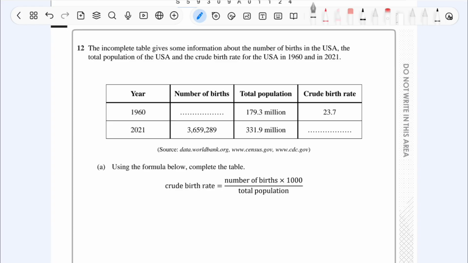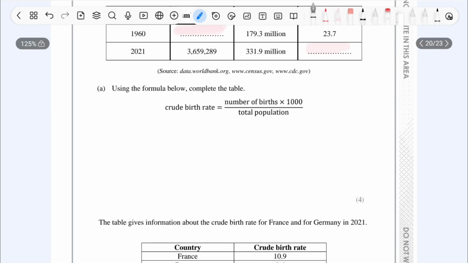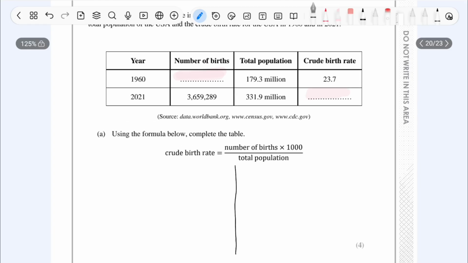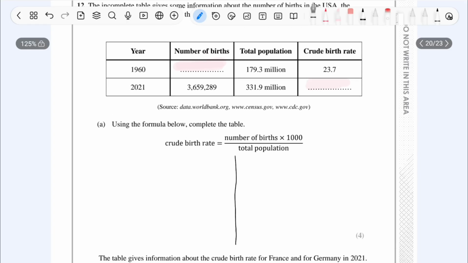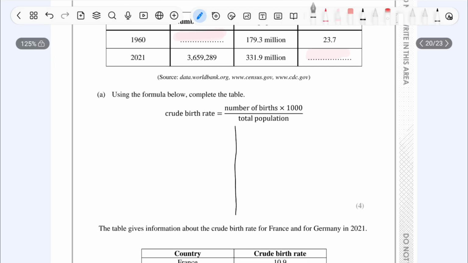The incomplete table gives some information about the number of births in the USA, the total population of the USA, and the crude birth rate for the USA in 1960 and 2021. So we need to find the number of births, and we also need to find the crude birth rate for the respective years. Now they've given us the formula. Ironically, I think this is probably the least useful formula they've given to us, and it does come up sometimes, but I just feel like they could have given any other formula, and this is an easy one to remember in some respects. But let's not moan about that, and let's just get started on 1960.